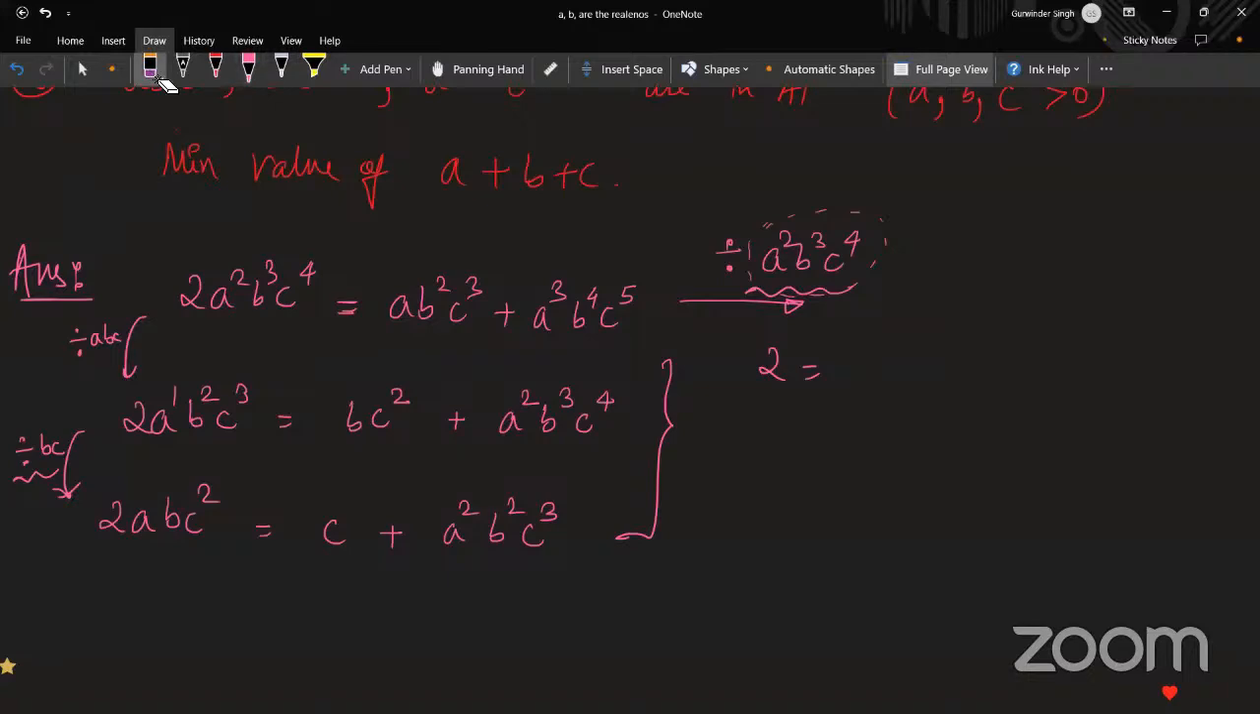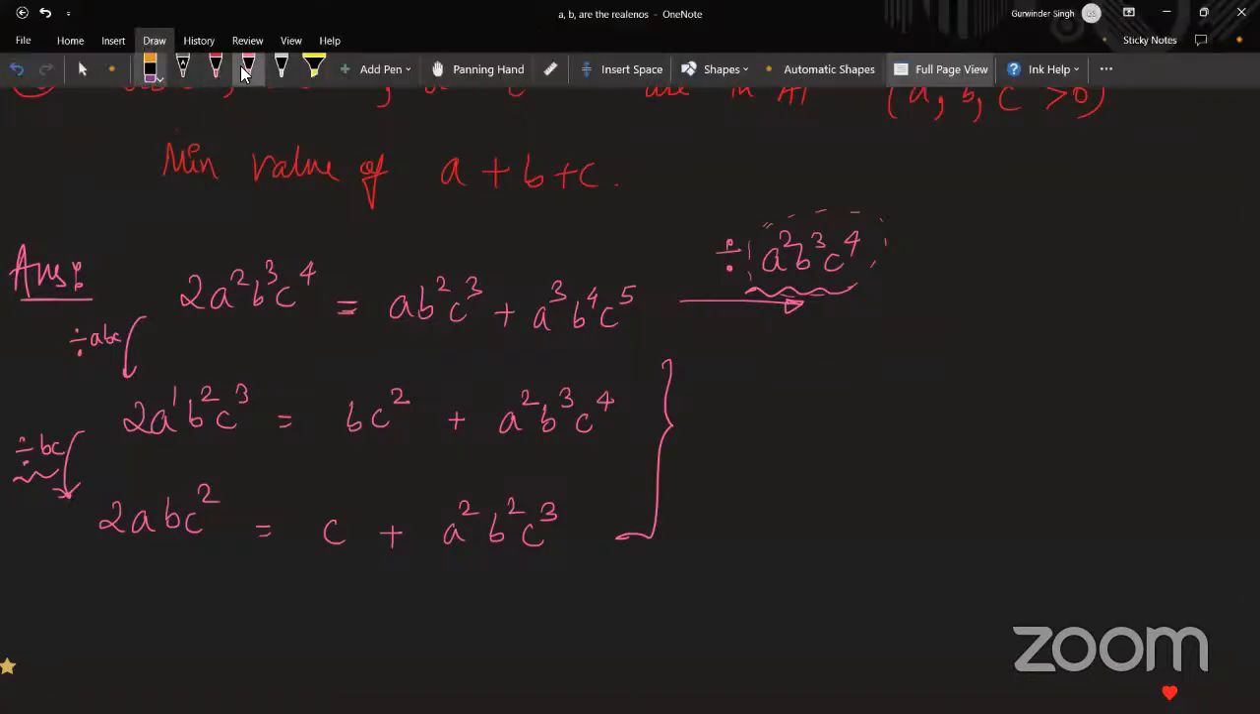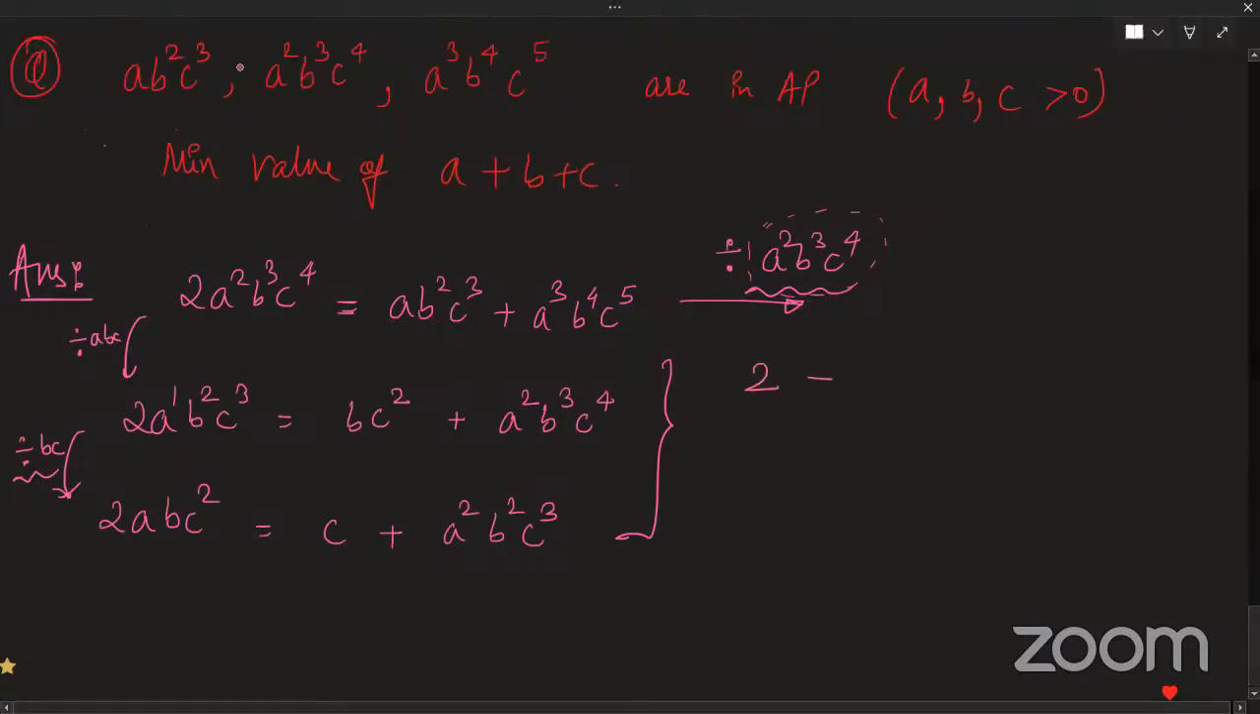See, the issue is I am also looking at the problem for the first time with you. So the way I am thinking, I want you to recognize it. The way I am trying to think is that if I divide by a square b cube and c raised to 4, my right hand side will become symmetric, and on the left hand side I may get a constant number, and that may help me in the calculation. So let us see if that works.